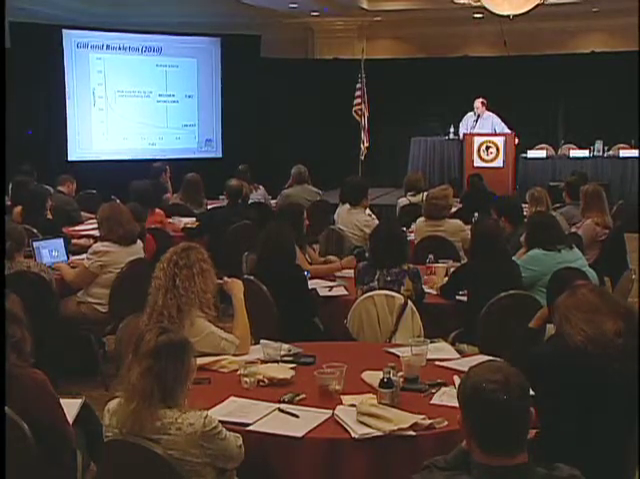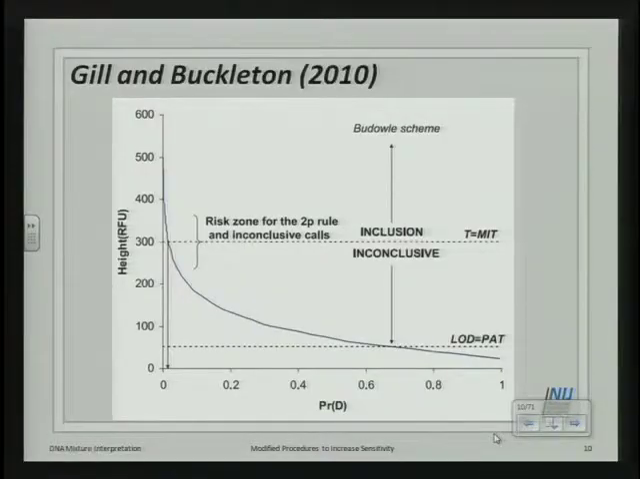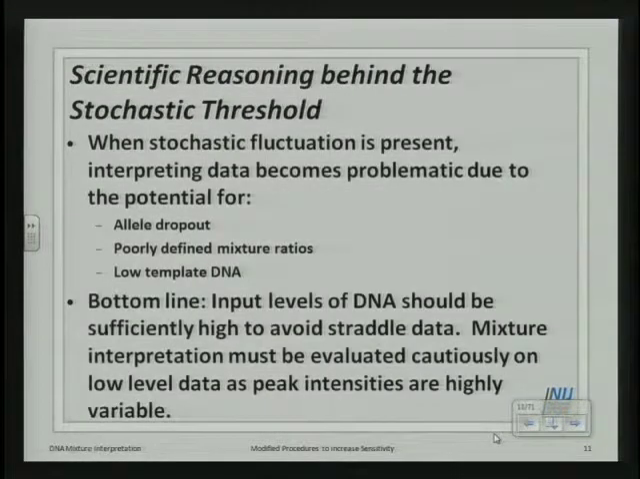This is from that discussion. So Gill and Buckleton discussed this. There's a risk zone. When you have alleles that are very high, above 500, 600, 1,000 RFUs, everything's fine. But once you start to get down into this risk zone, the probability of dropout starts to increase as you drop down. John may talk more about this later, so I'll let him take control of that.